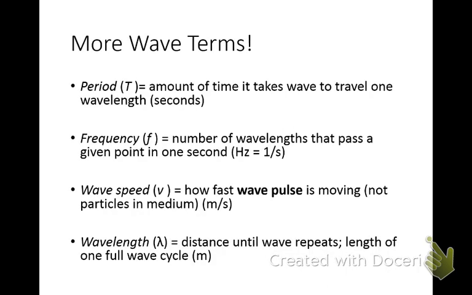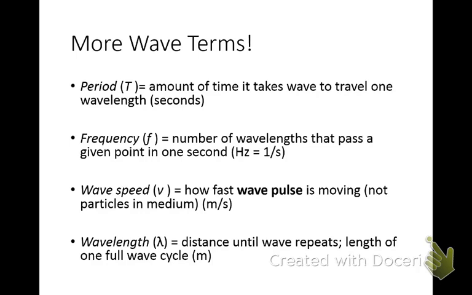Few more wave terms. The period is the amount of time it takes for a wave to travel 1 wavelength, be it a longitudinal or a transverse wave. The frequency is the number of wavelengths that pass by any given point in 1 second. So the period is how many seconds per wavelength that's being traveled, and a frequency is how many wavelengths per second is coming by. So they're total inverses of each other.